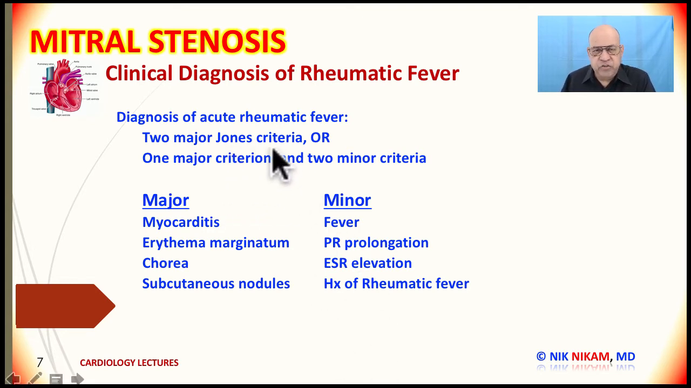Anyway, the major Jones criteria for rheumatic fever include myocarditis, erythema marginatum, chorea, and subcutaneous nodules. The minor criteria include fever, PR prolongation, elevated sedimentation rate, and history of rheumatic fever. And in these patients with rheumatic fever, we may be able to hear a soft diastolic murmur, which is known as the Carey-Coombs murmur. So you want to remember the Carey-Coombs murmur because they can ask you as a question in what condition do you hear it? That is in patients with acute rheumatic fever.